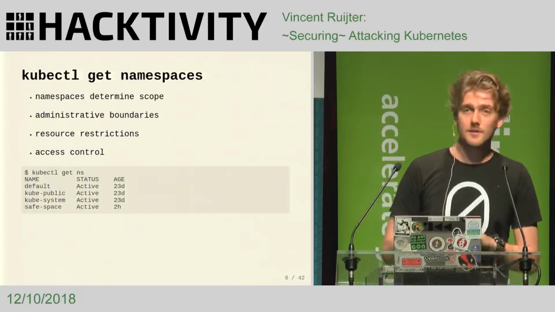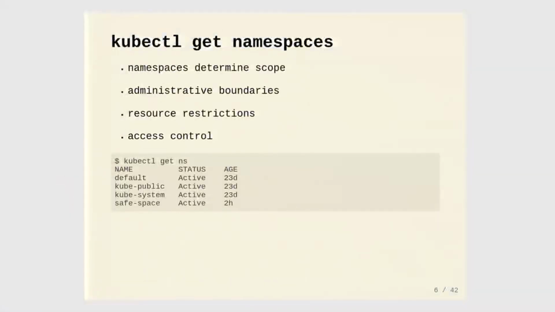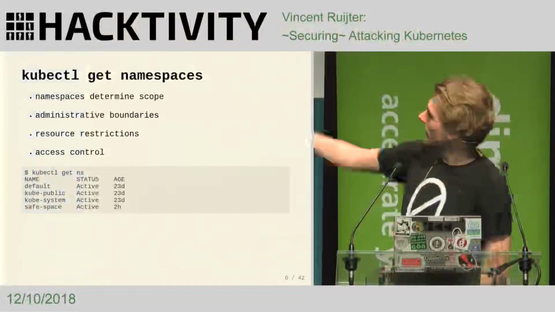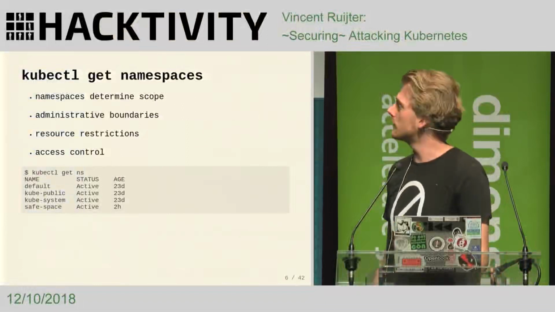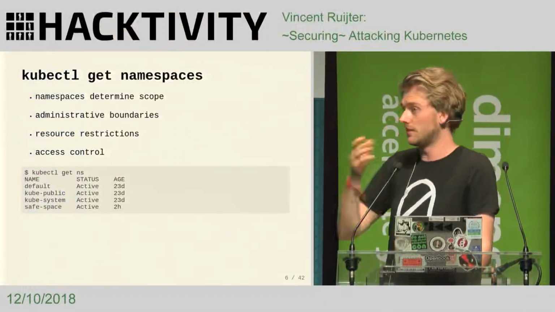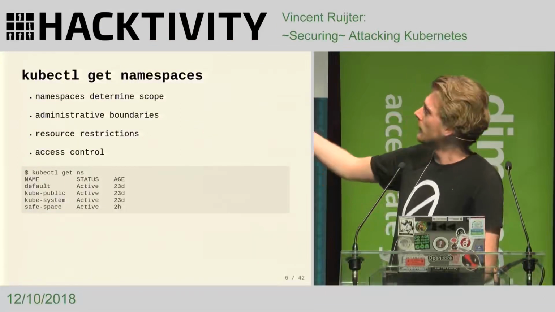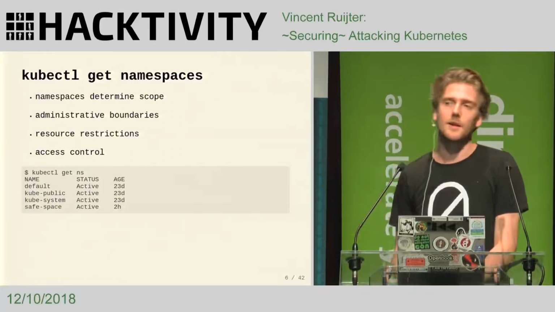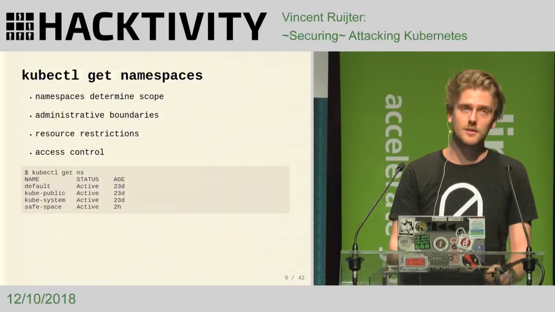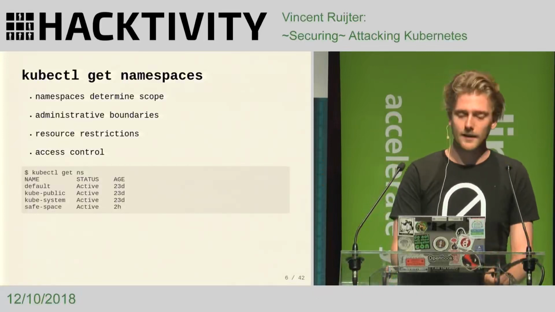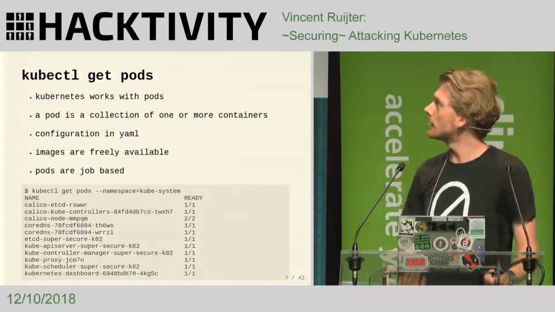So kubectl has namespaces. Namespaces can determine scope, and they can be helpful when setting up administrative boundaries. Kubernetes has something called role-based access control. And these security policies can be fine-grained by using namespaces, but also by using tiers and labels for your applications. Here you can see the default namespaces in the small cluster I set up. You have a default namespace, a safe space I've set up, and you have the kube-system one. And in the kube-system namespace, there will be a lot of Kubernetes system applications and pods, like etcd, where all your secrets are stored, etc.